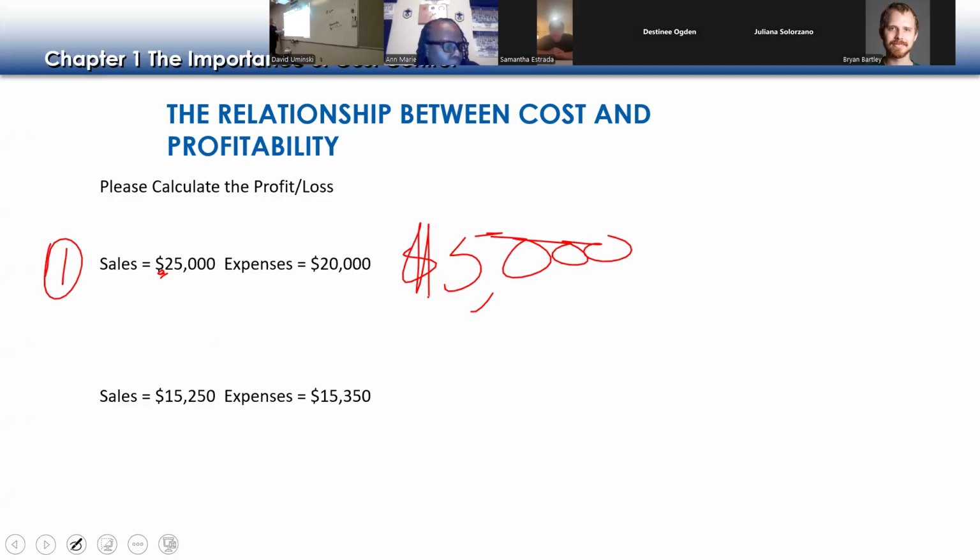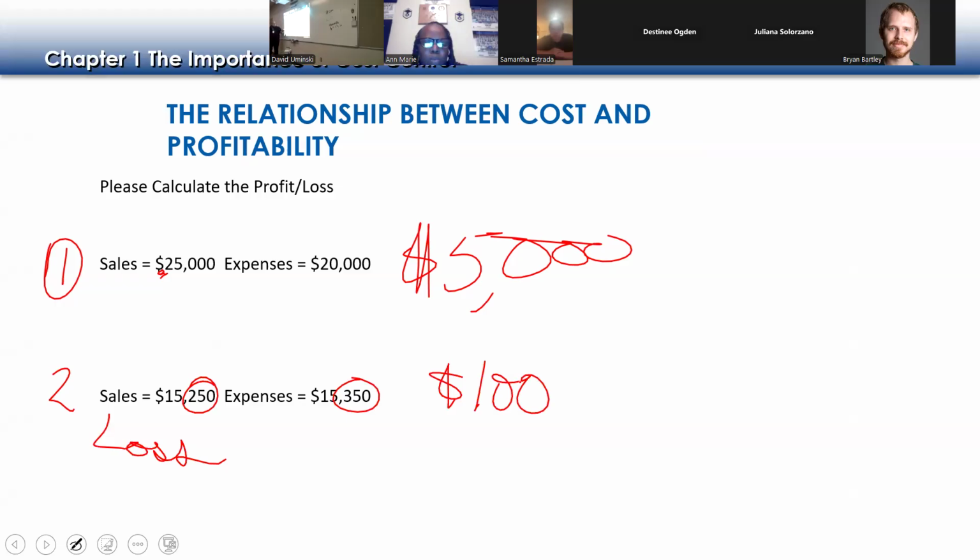Okay. What about example number 2? Profit or loss? Loss. It's going to be a loss of $100 because our expenses are more than our sales. We spent more money than we brought in. Okay. Questions, comments, concerns about that? Awesome. Thank you.